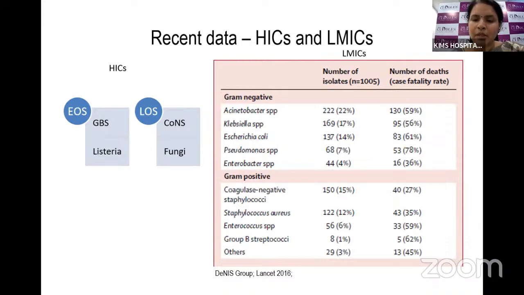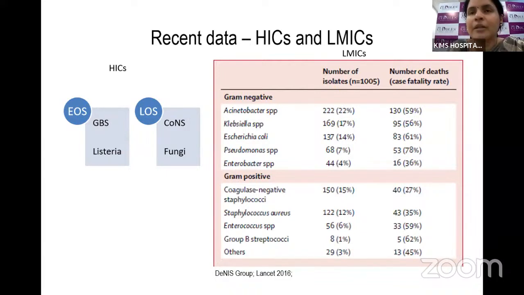So this message came in very clearly, and this was followed by Acinetobacter and E. coli, all of which had a case fatality rate of around 60%. Now, among the gram-positive isolates, case fatality rates were slightly lower, particularly with CONS, where around 27% of newborns with CONS sepsis were succumbing to the infection.